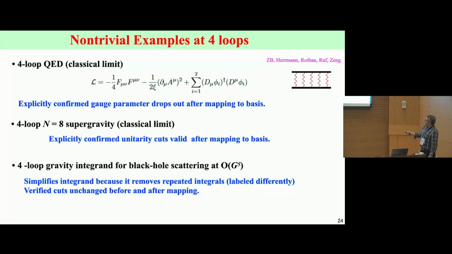Let's say for loop N equals 8 supergravity in the classical limit, that was something we were interested in. We explicitly confirmed that once you do this mapping, the cuts are still correct. So the mapping doesn't ruin anything. It goes to a unique place and so forth. And also, this is exactly how we calculate for black hole scattering in Einstein's theory, order G to the fifth. This is exactly how we do it, and it's actually very nice because it removes garbage, repeated integrals. Like you can see the same integral with different labels. It puts it all in the same place, and it cleans things up. So that's actually pretty nice.